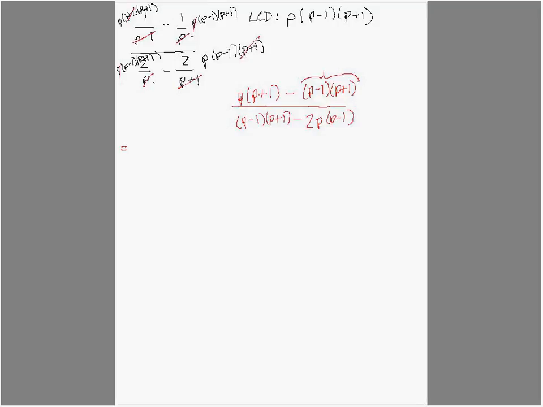Okay, let me work here. So this distributed here, p squared plus p minus, I'm going to put parentheses because this is going to be a big FOIL. So we have p squared, p minus p. So those two middle terms are going to cancel each other, and then you'll have minus 1. Okay, down here, we're going to fold these together. It's going to be p squared minus 1. And then this is going to turn into negative 2p squared.